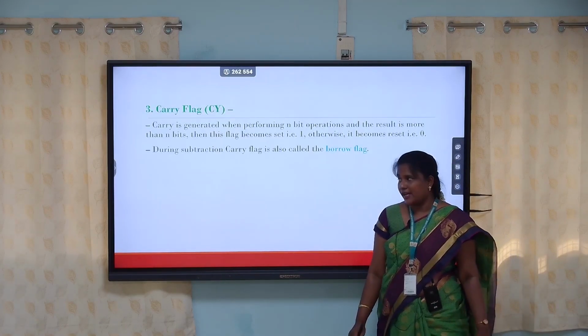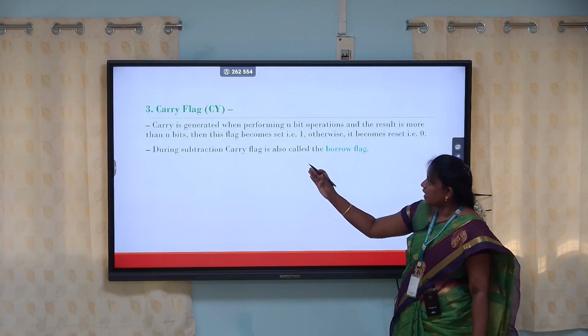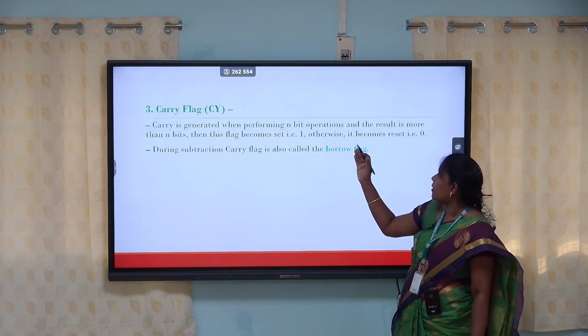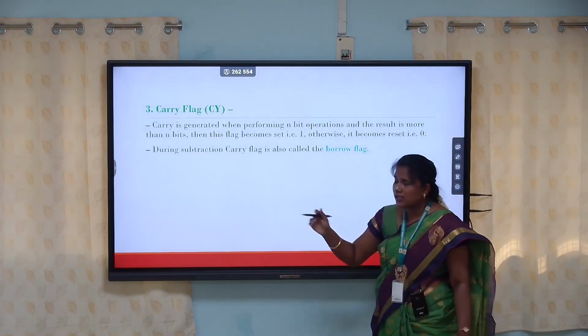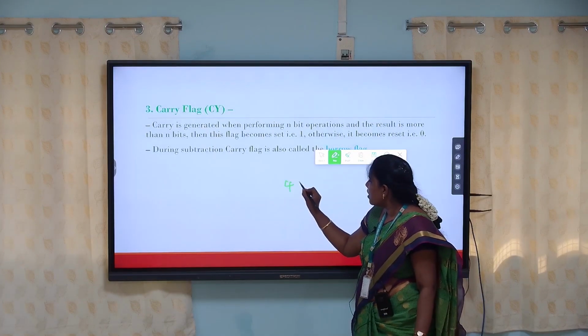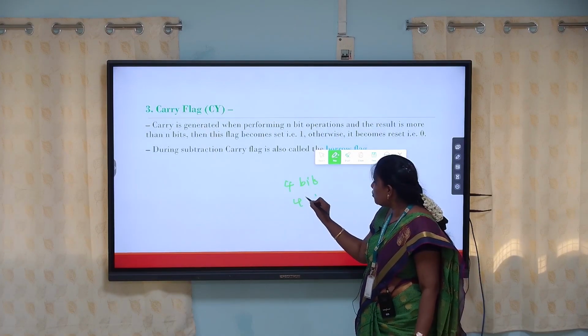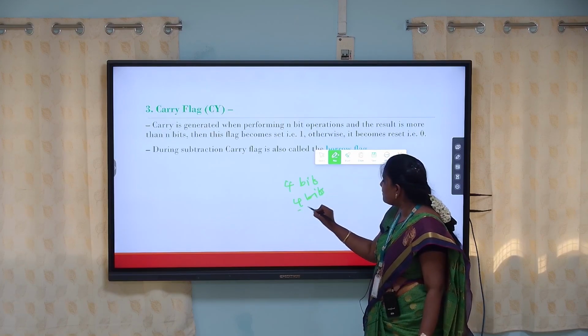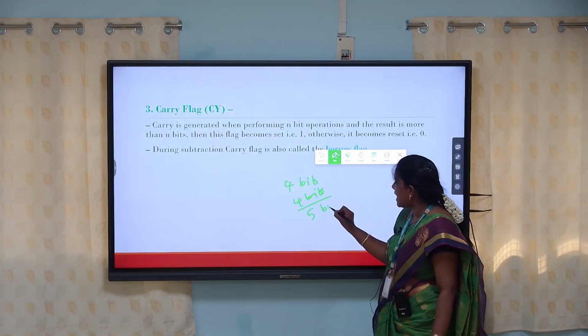The next one is the carry flag. Carry flag is generated when performing n-bit operations and the result is more than n bits. For example, if we are adding two 4-bit numbers, then we will get 5 bits as a result.